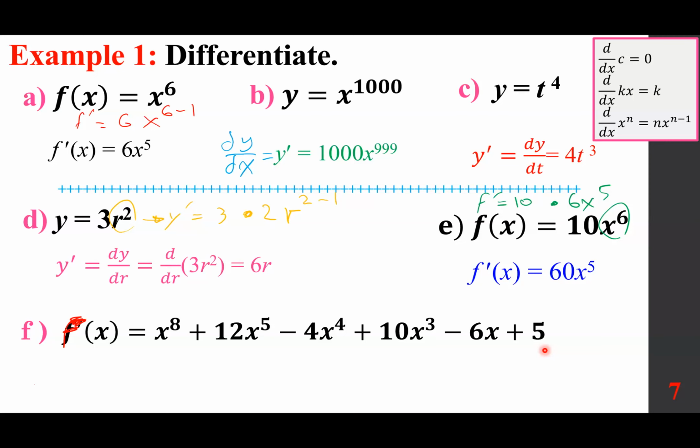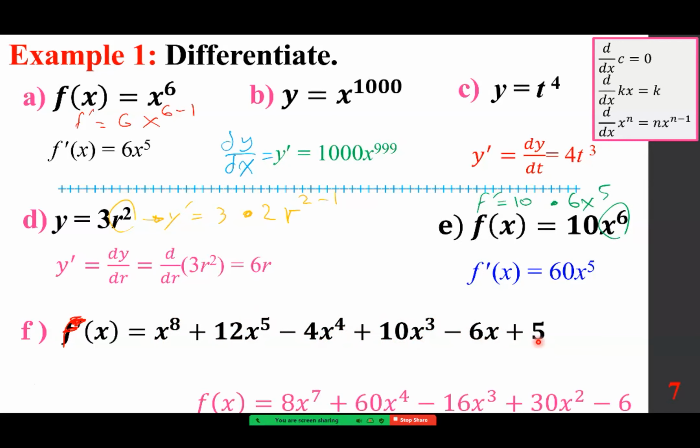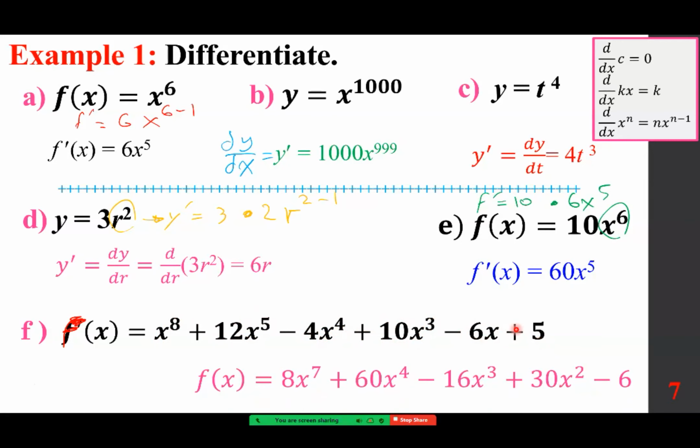Let's go one by one. This is 8x to the power of 7. This one, 12 and 5, their product is 60x to the power of 4. Minus 4 and 4, minus 16x cubed. 10 and 3, the product is plus 30x squared. Minus 6x gives you minus 6. A constant gives you 0. And that's the final answer.